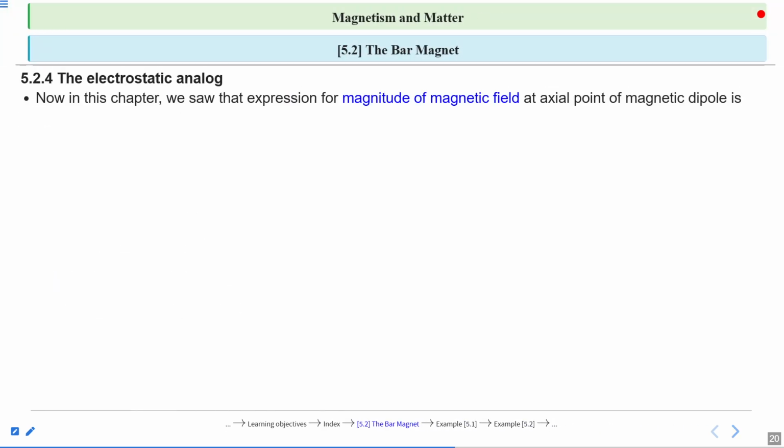Now in this chapter, Magnetism and Matter, we saw that the expression for the magnitude of magnetic field at an axial point of the magnetic dipole is B A, which is equal to mu naught 2m upon 4 pi r cube. We have replaced E with B, P with M. Mark it as 5.1 equation.